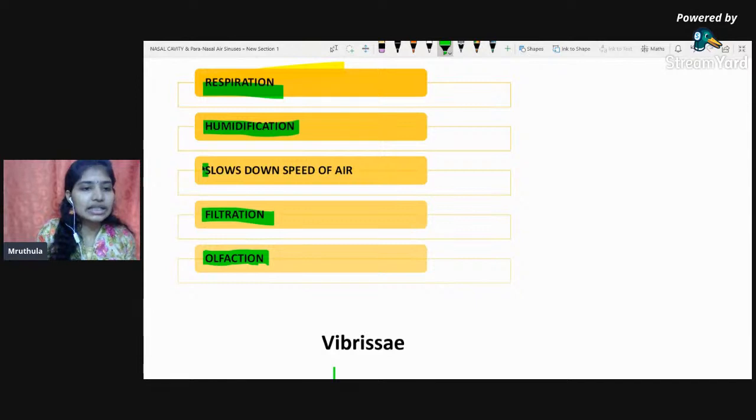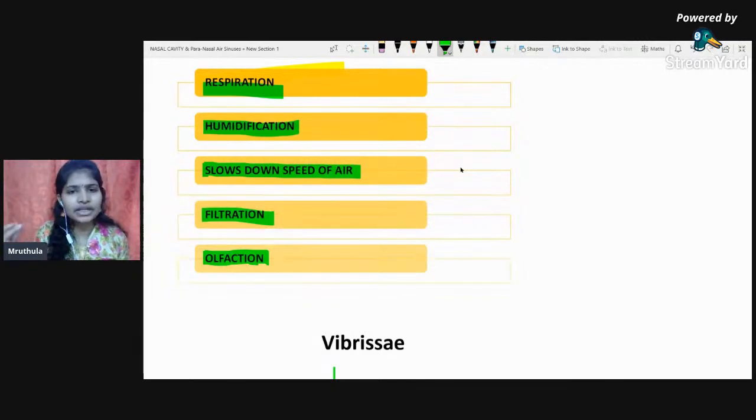And the last and the most important function is slowing down the speed of air, okay? So as we mentioned, humidification, filtration, olfaction, these are not things that just happen in an instant, right? They need some time, okay? So the air that enters inside has to be slowed down so that the functions like humidification, filtration, and olfaction can occur, okay?